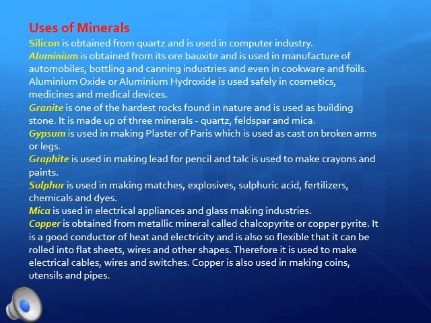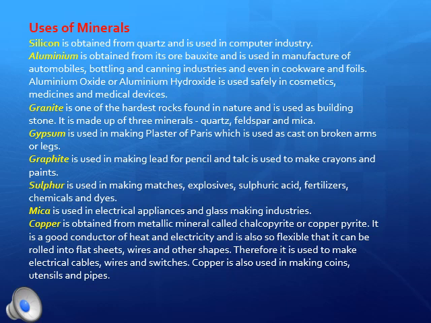Gypsum is used in making plaster of Paris, which is used as a cast on broken arms or legs. Graphite is used for making leads for pencils, and talc is used to make crayons and paints. Sulfur is used in making matches, explosives, sulfuric acid, fertilizer chemicals, and dyes. Mica is used in electrical appliances and the glass making industries.